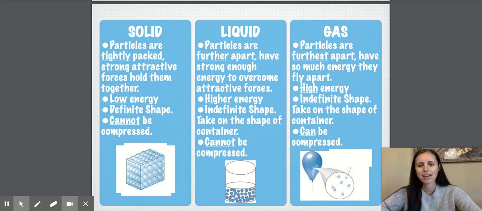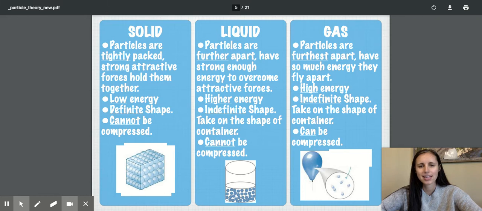So we call this a definite shape. So solids have a definite shape. So I can take something that's a solid, I can place it down on the table, and it's going to stay the shape that it was when I placed it down on the table. Solids also cannot be compressed, so that means that I actually can't squeeze a solid and change its shape.